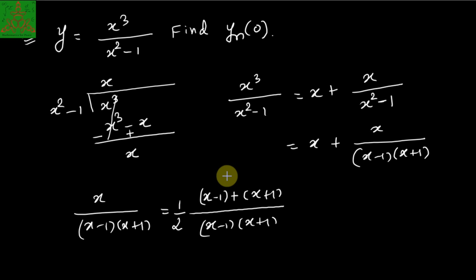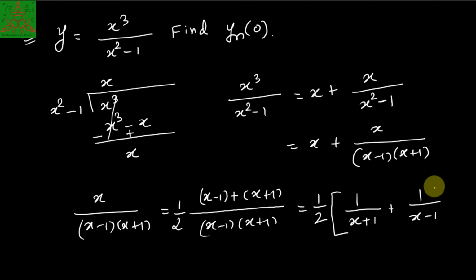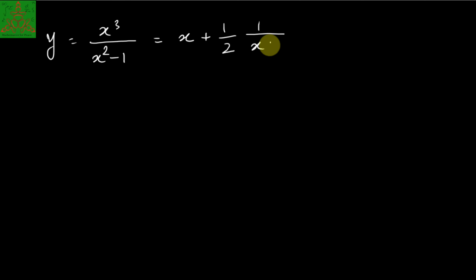So the simplification of this quantity will give me this, and then it is 1 by 2. If I divide, I'm making the partial fraction of this one, this will give me x plus 1 upon x minus 1. And if I substitute this value here, my function y, that is x cube upon x square minus 1, leads to x plus 1 by 2, 1 upon x plus 1, plus 1 by 2, 1 upon x minus 1.